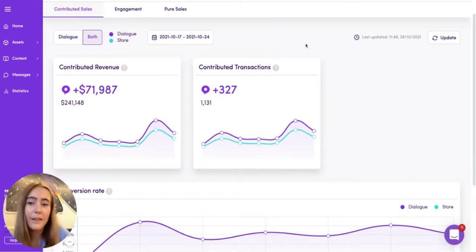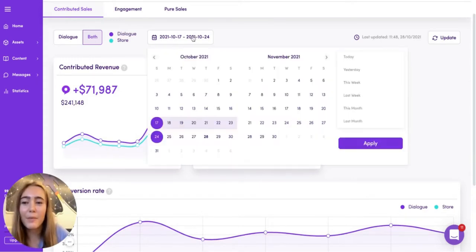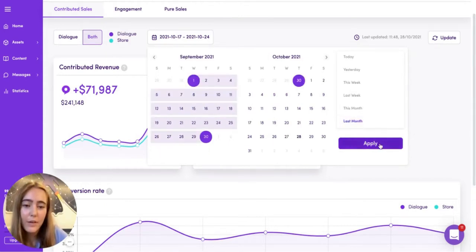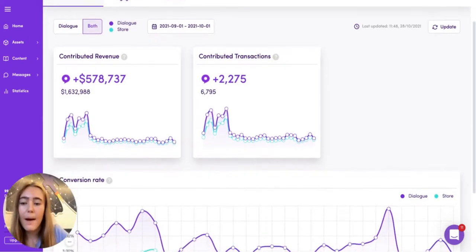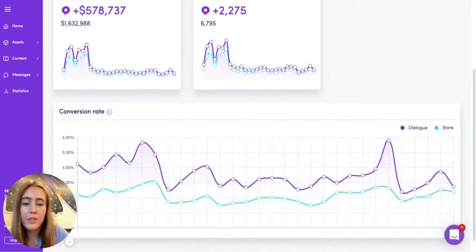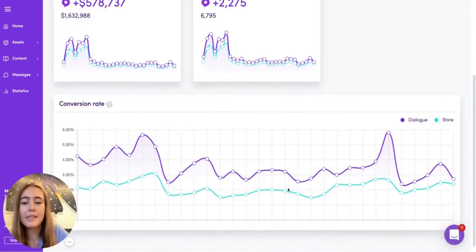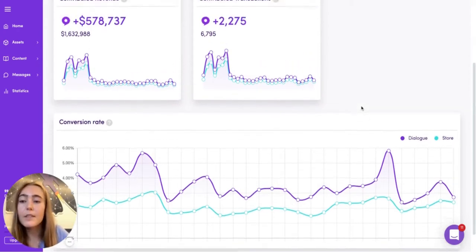Something important you should know is that you can play with the time frame. If you'd like, you can choose, for example, the last month, and it will show you the statistics of last month. Here on the bottom, you'll find the conversion rate. Same concept: this is your store, and this is the contribution of dialogue to the store.